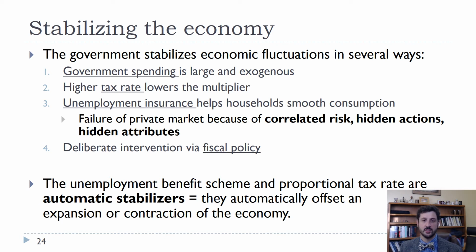Proportional tax rates. When your tax rate goes up when your income goes up and goes down when your income goes down, that means during a recession, tax revenue goes down. That means disposable income doesn't fall by as much as it otherwise would. That helps people smooth their consumption as well. That helps stabilize the economy. But that doesn't require new laws, right? That's why they're called automatic stabilizers.